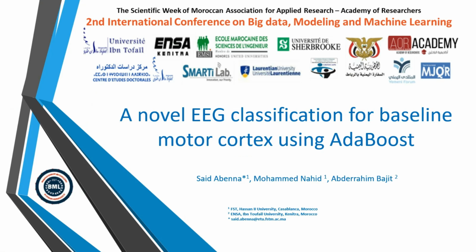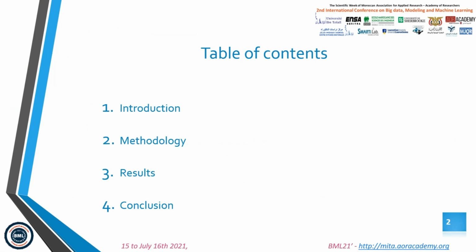Hi ladies and gentlemen, to this new presentation in brain computer interface. The main purpose of this work is how to increase the prediction accuracy for the bilateral motor cortex classification using AdaBoost and DE optimizer. So, first we started with some definitions.